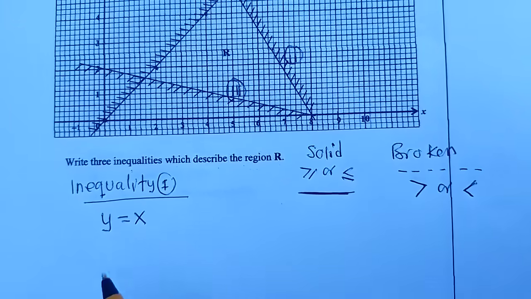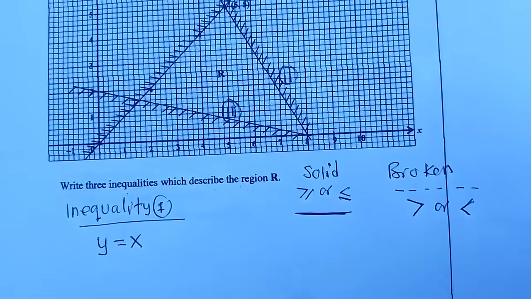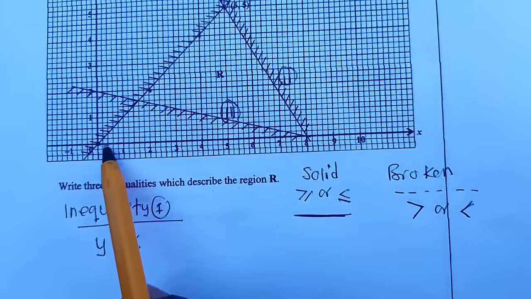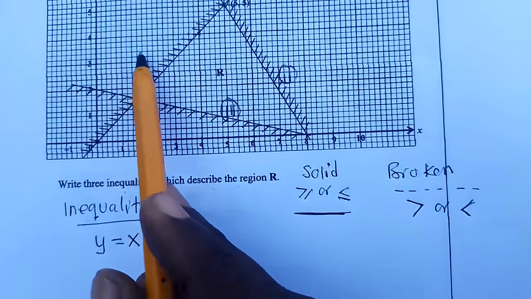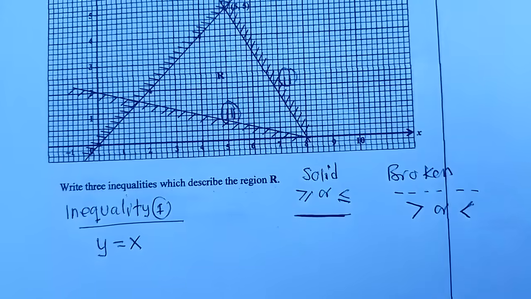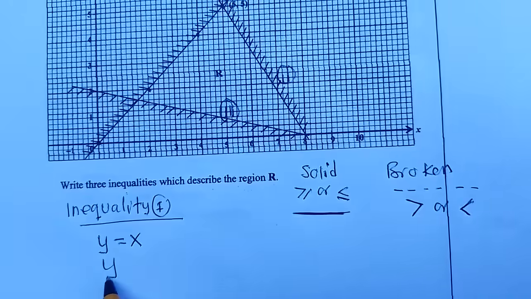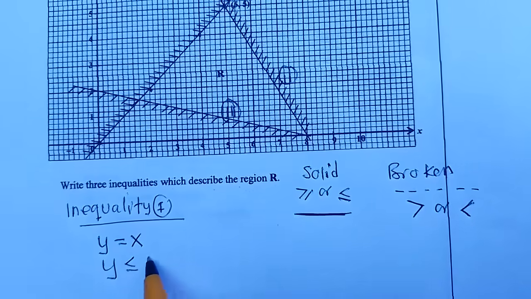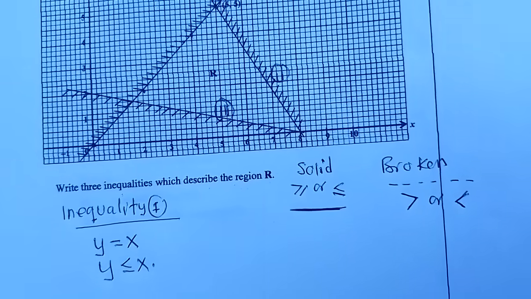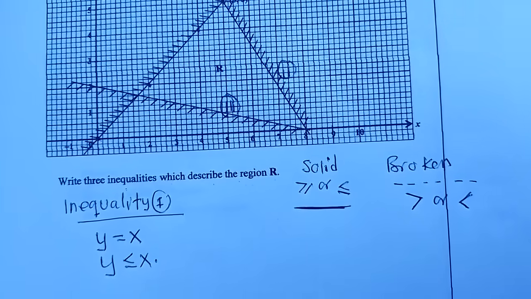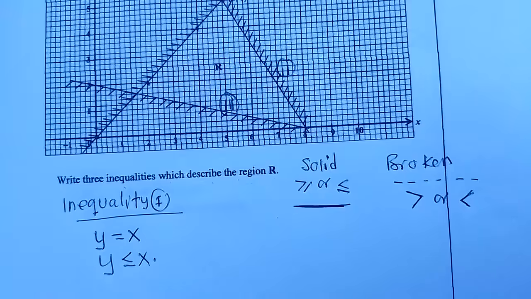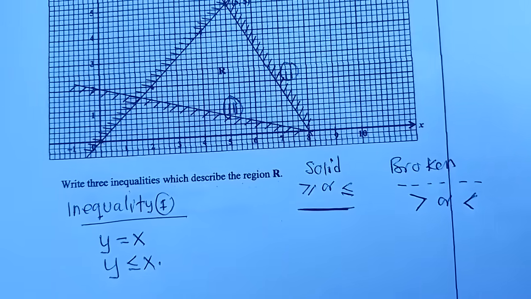So this is a solid line. Which part have they shaded? The upper part. So we just get the opposite, which is the down part. So it is y less than or equal to x. This is your inequality 1. This is how you need to work out the inequality there. This is your inequality 1.